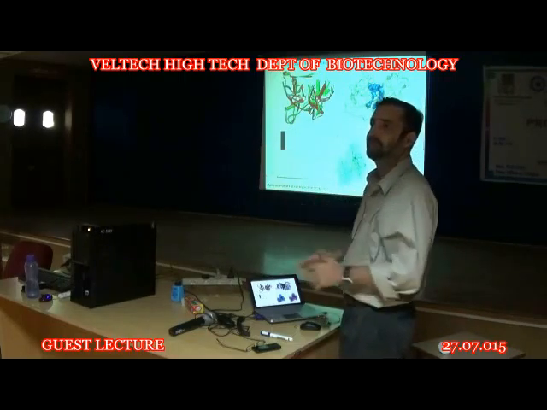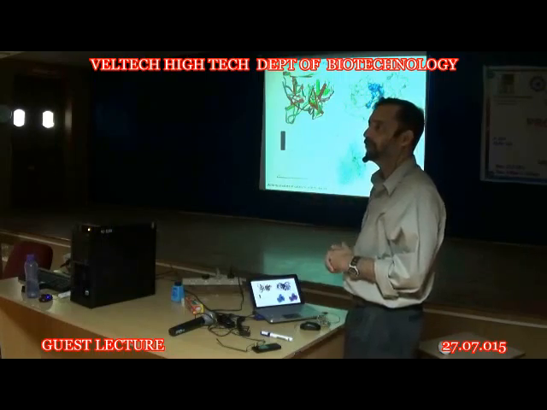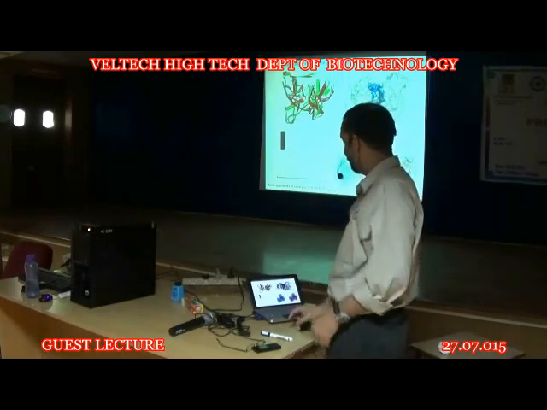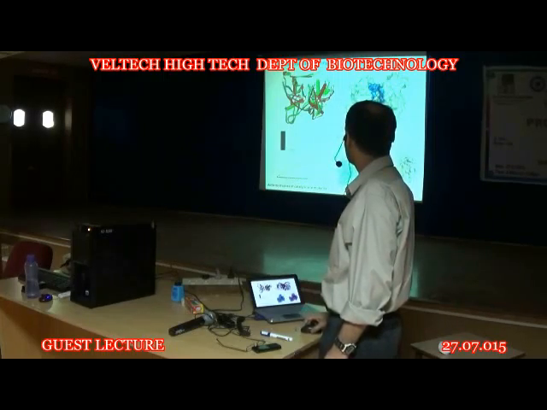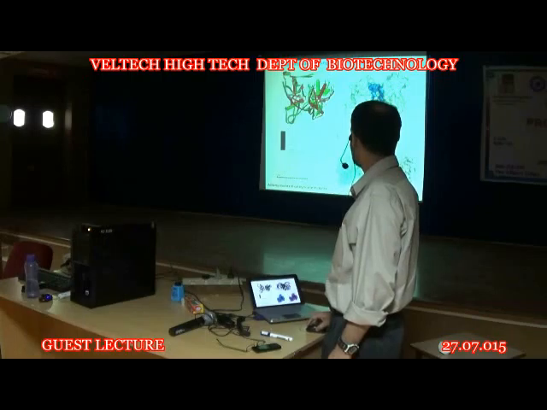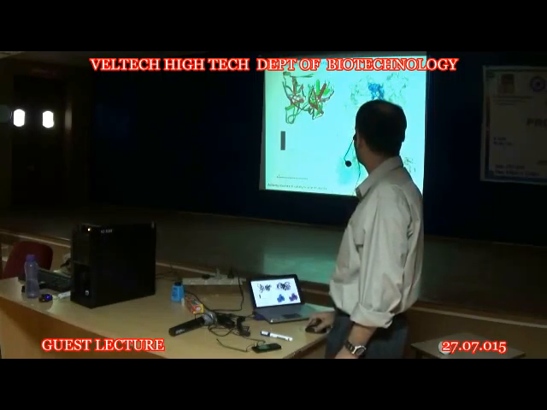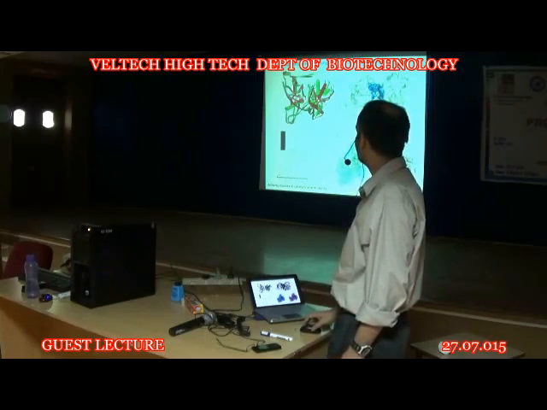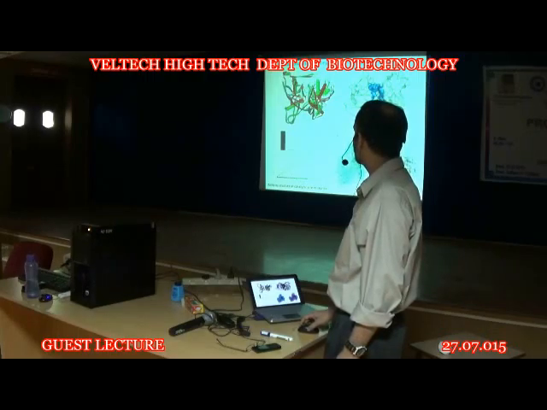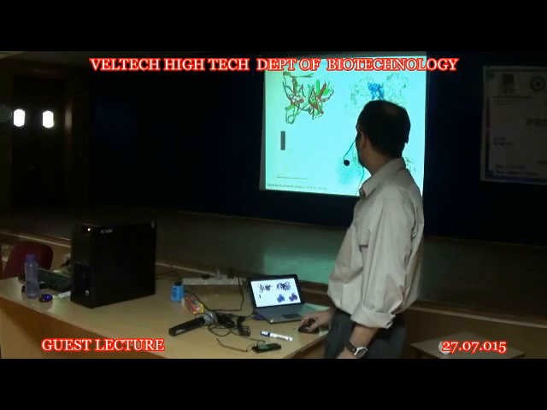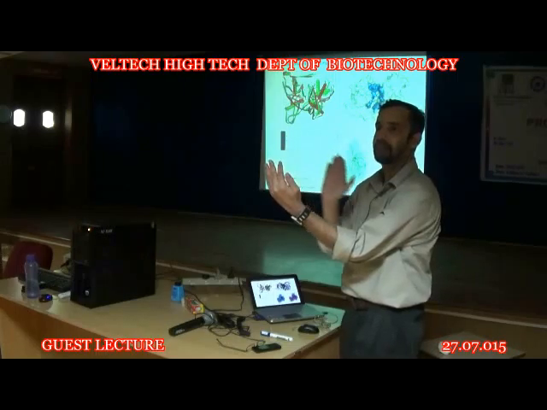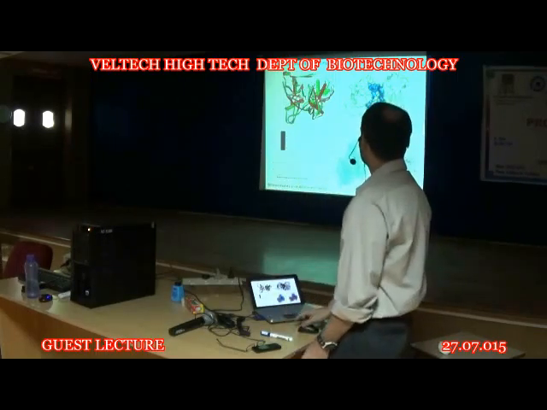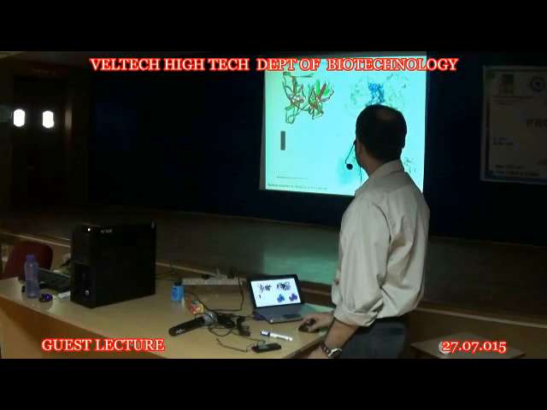Can you see any difference between the apo form and the holo form? Structures of those two. They are superposed. Can you see any difference? There. This is a ribbon diagram. It's also here. What has happened? This is a ribbon diagram.